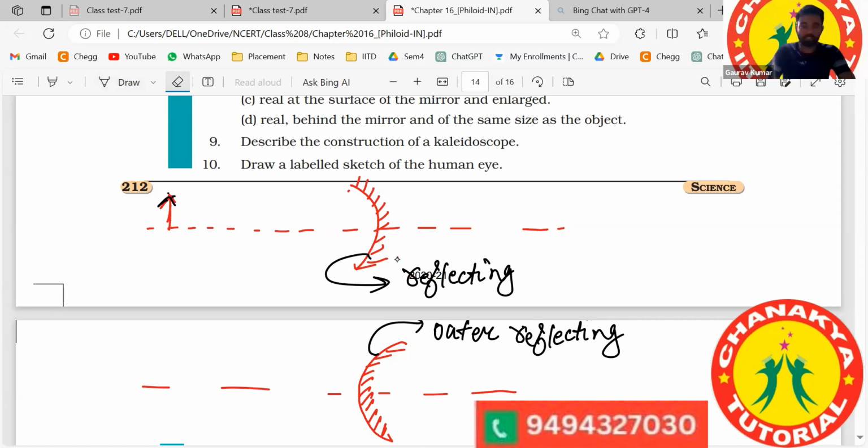So let's not go to the ray diagram. Let's just see the broader picture. Can you guys tell me where we use the concave mirror and where we use the convex mirror?